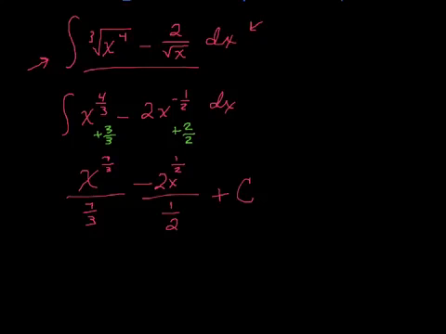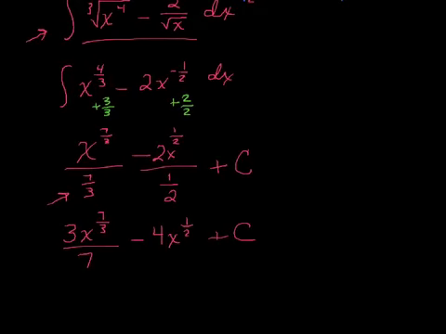Okay, now I'm going to do cleanup. Dividing by a fraction means multiplying by the reciprocal. Flip that fraction upside down, and you get 3x to the 7/3 over 7. There's your 3/7. All right, when I flip 1/2 upside down, that gives me 2. So I'm just multiplying by 2, so I get 4x to the positive 1/2 power, plus my c.